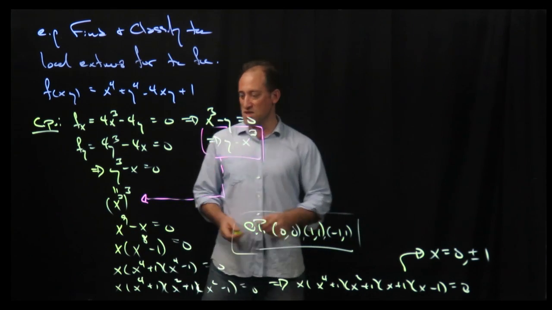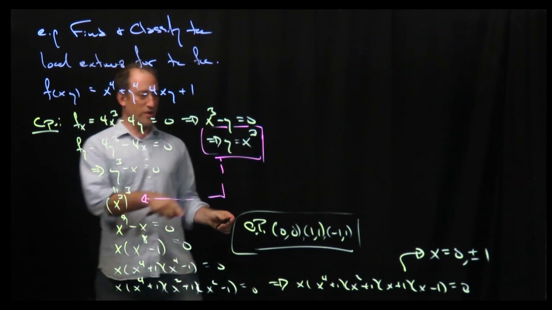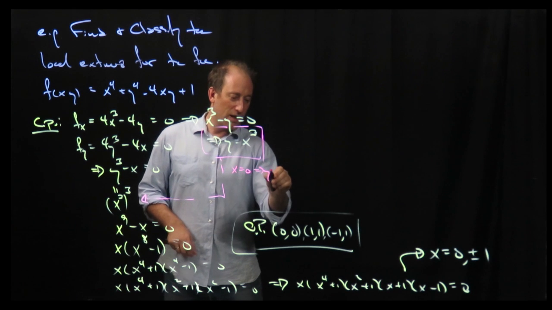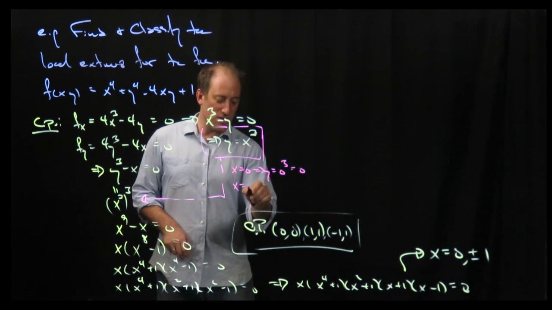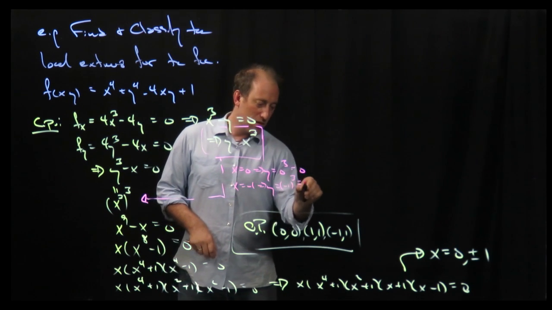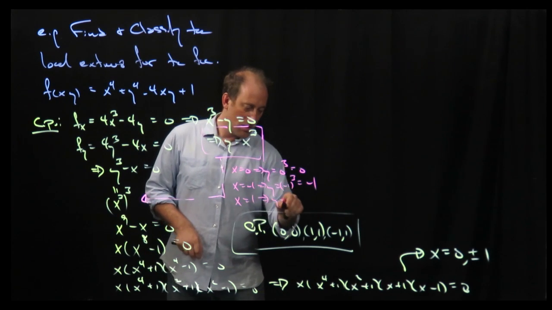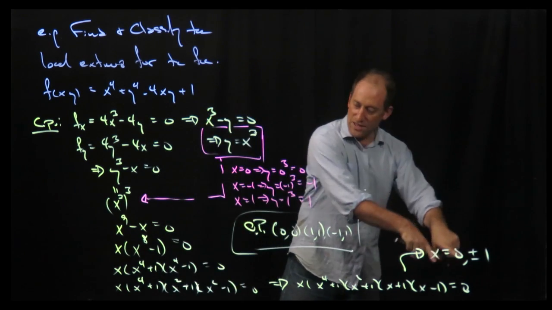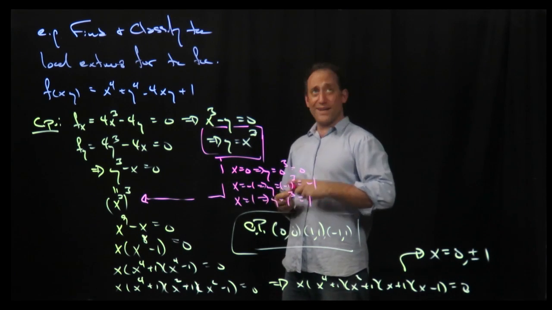Where did I get this? Once more, right here, when x is 0, I get y is 0 cubed, which is 0. And when x is minus 1, I get y is minus 1 cubed, which is minus 1. And when x is 1, y is 1 cubed, which is 1. So I get these and put them back in there. Got my critical points. All right.